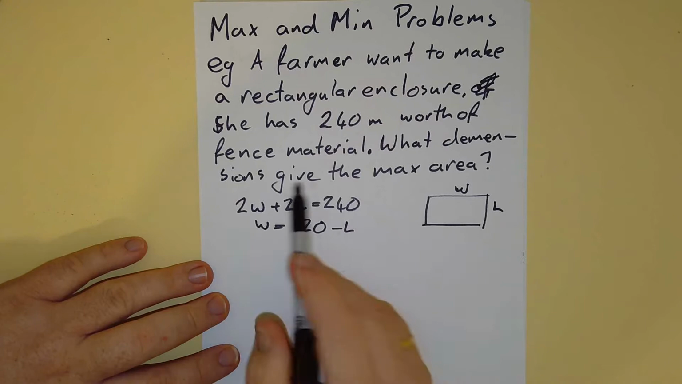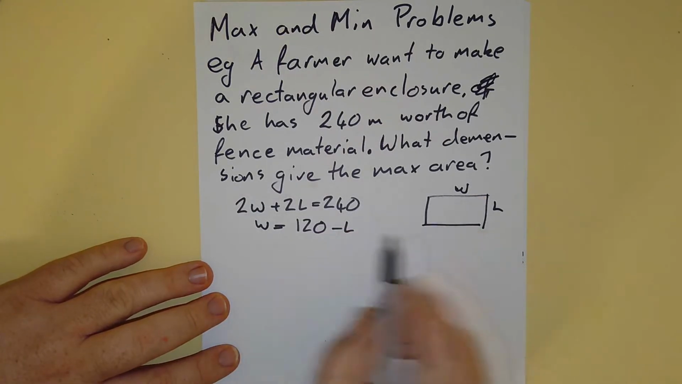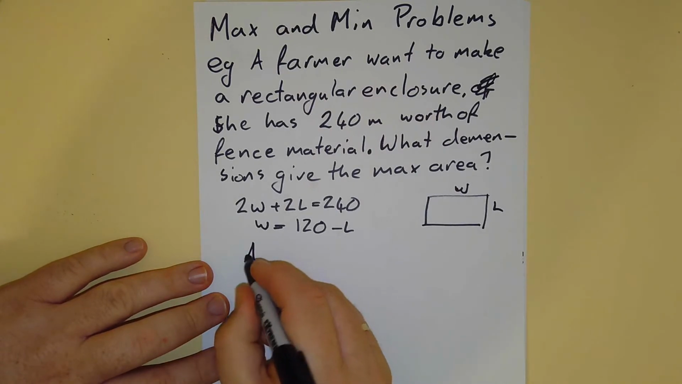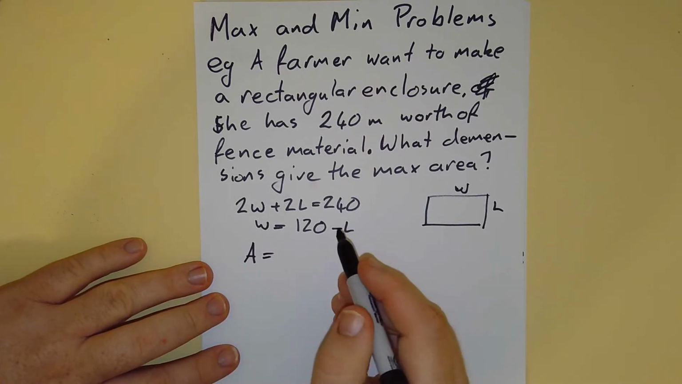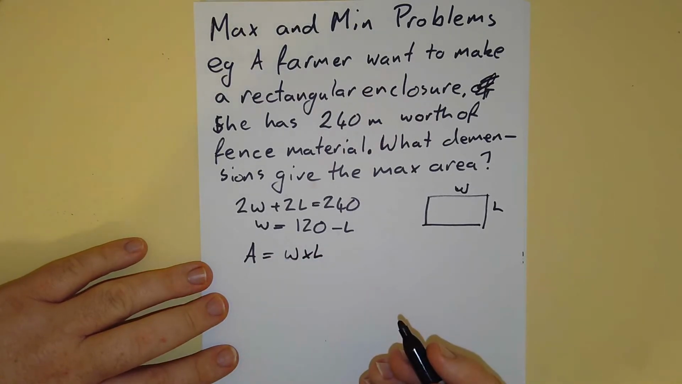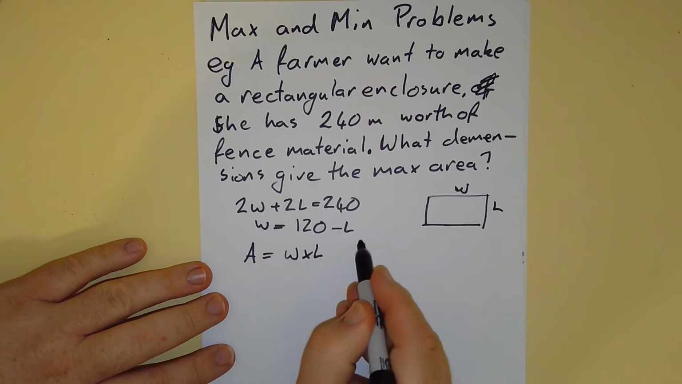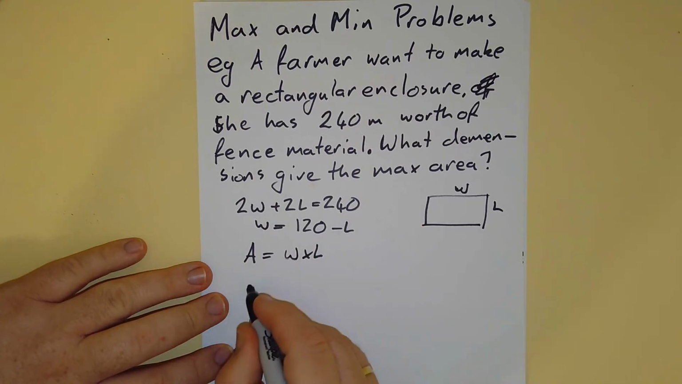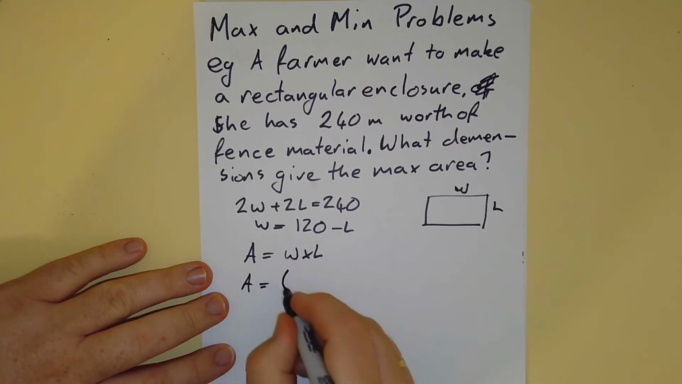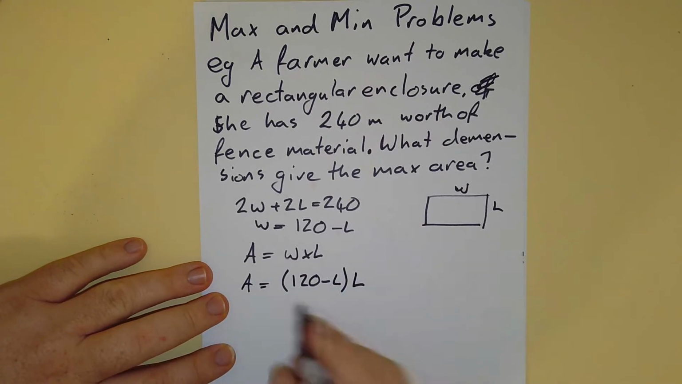Okay, now, the other thing that we care about is what's the maximum area. So we don't know what the area is going to be, but we know that it's going to be width times length. So now I'm going to use this here to get rid of my W here. So I've got 120 minus L times by L. And I want to maximize this area.